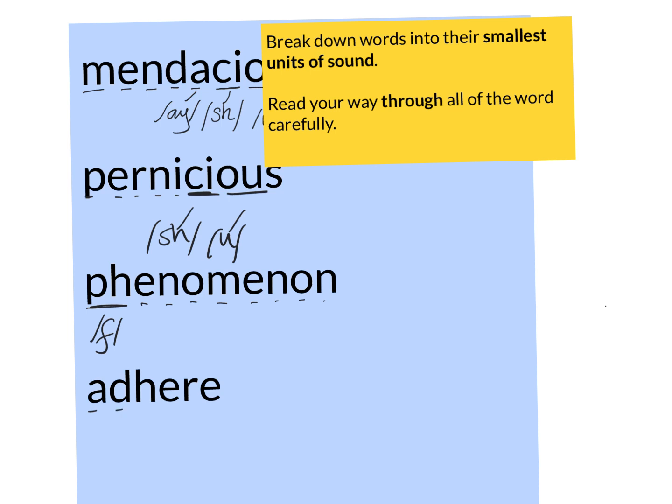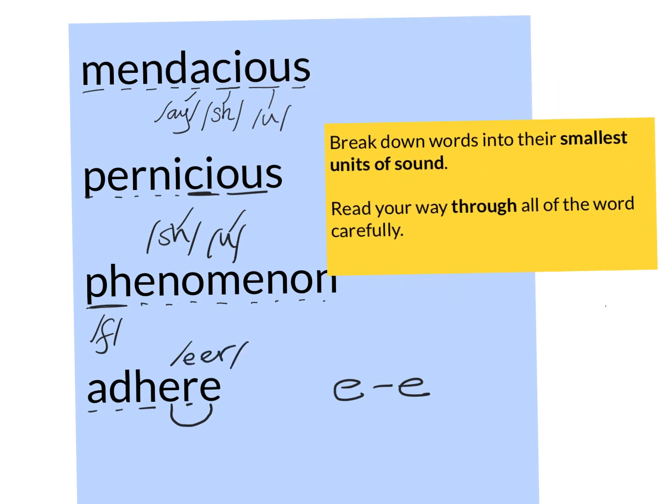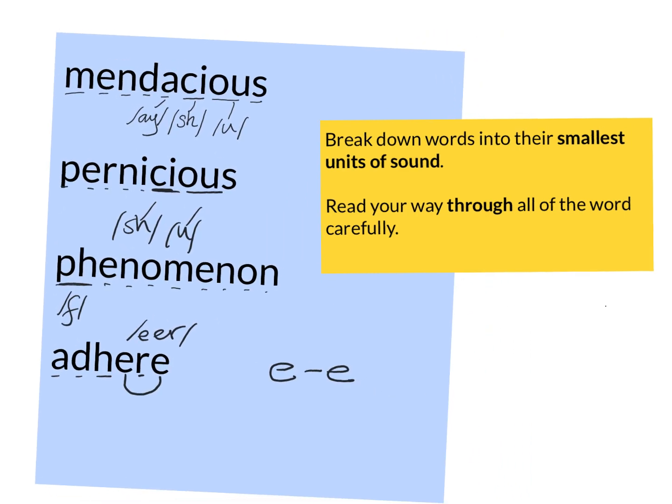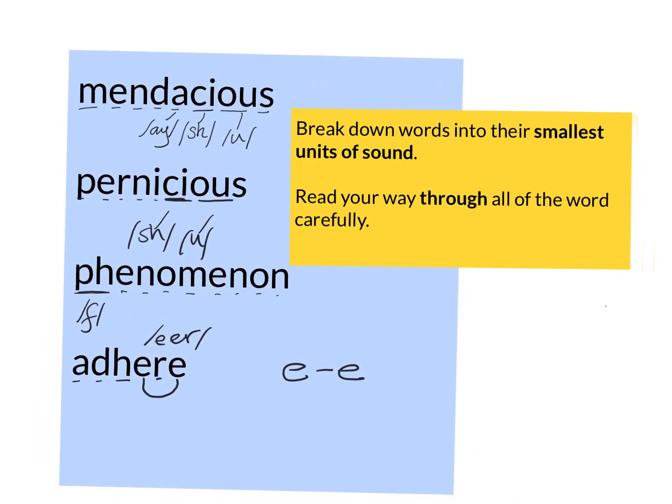A, d, h. We can see that double E makes an E sound, even when there's a letter in the middle; the same rule applies. You will see it on the code like this. Adhere, it makes this sound. So you can see how we can use the code to logically break down, read and spell, again in our writing, even the most challenging and sophisticated words in the English language.